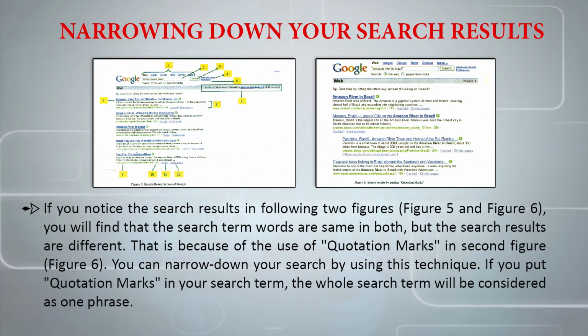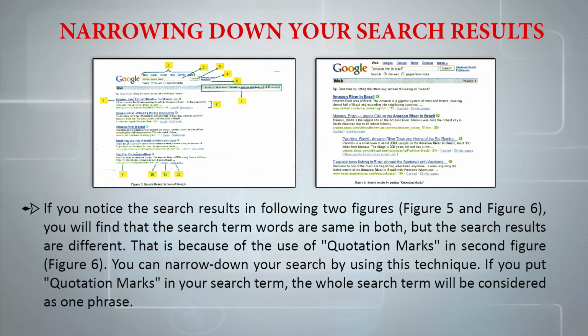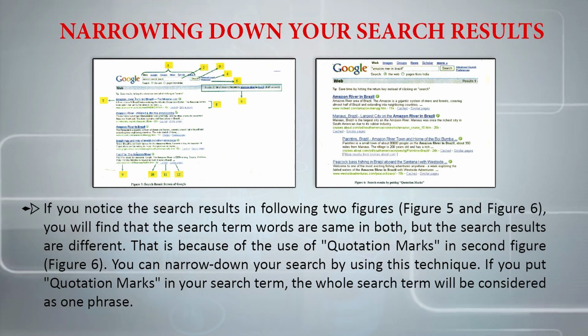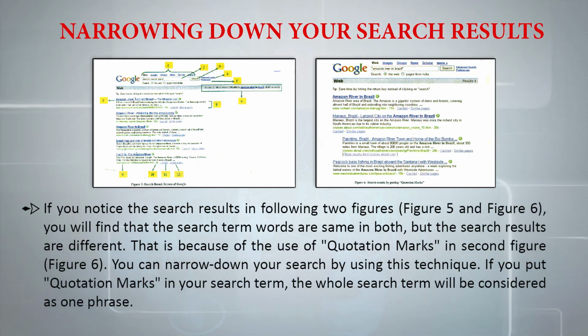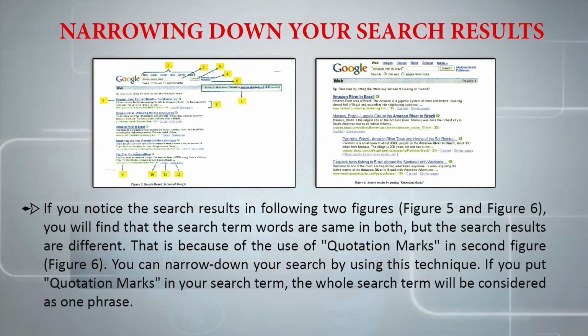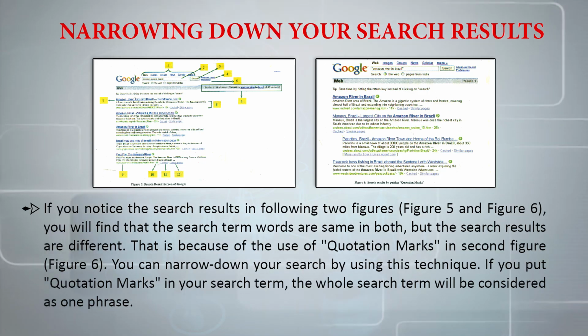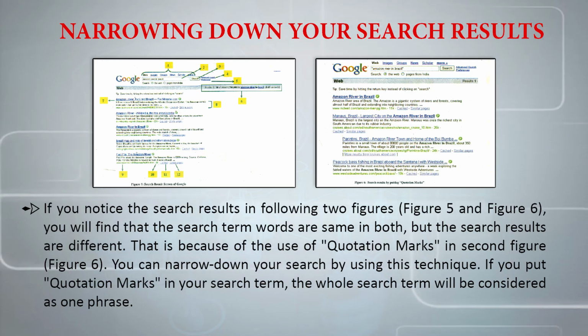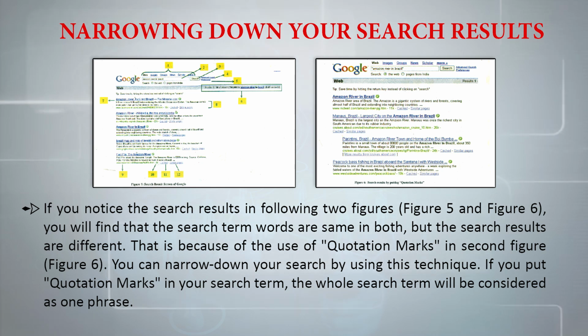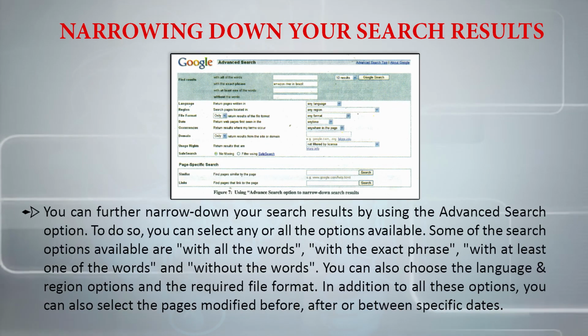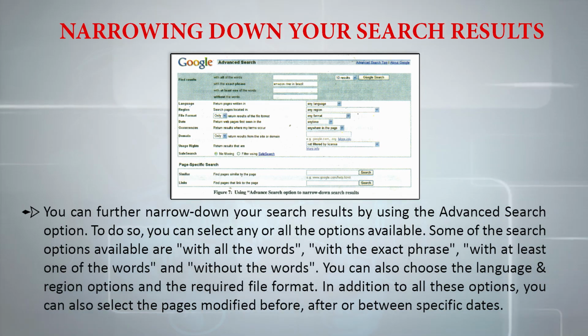If we notice the search results in the following figures, there are 2 figures, have a look at them. When we look at the search results in both the figures, we will find that the search term words are the same in both, but the search results are different. This is because of the use of quotation marks in the second figure. In the first figure, we did not use the quotation marks. So we can narrow down our search by using this technique. If we put quotation marks in our search term, then the whole search term will be considered as one search phrase. We can also further narrow down our search results by using the advanced search option.